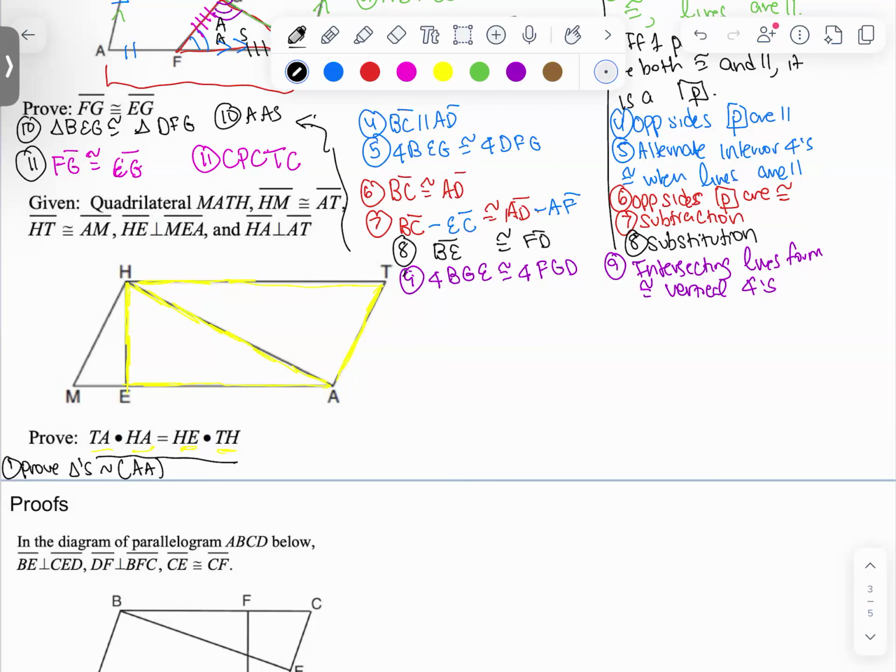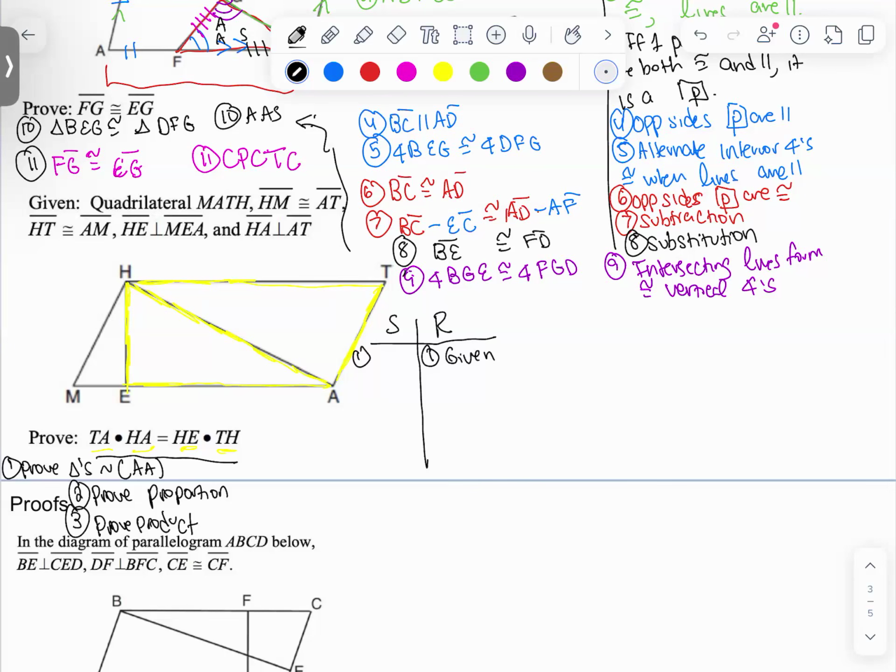We don't have numbers, so we can't show proportional sides. Then we're going to prove our proportion involving the segments from the proof statement. And finally, we're going to prove the product that we are actually interested in proving. So let me write my statement reason chart. I'm not going to write the givens, just like the other ones, and we can get started.